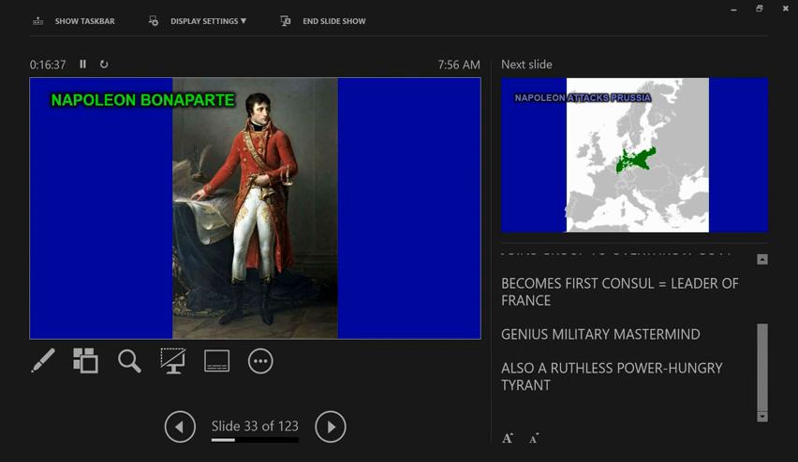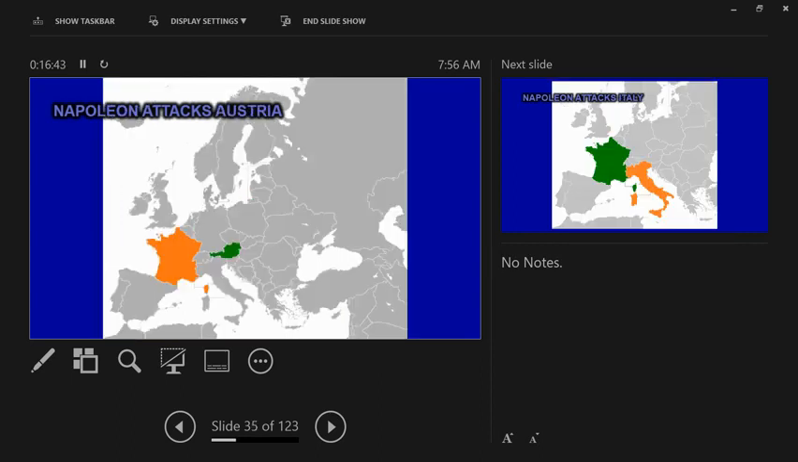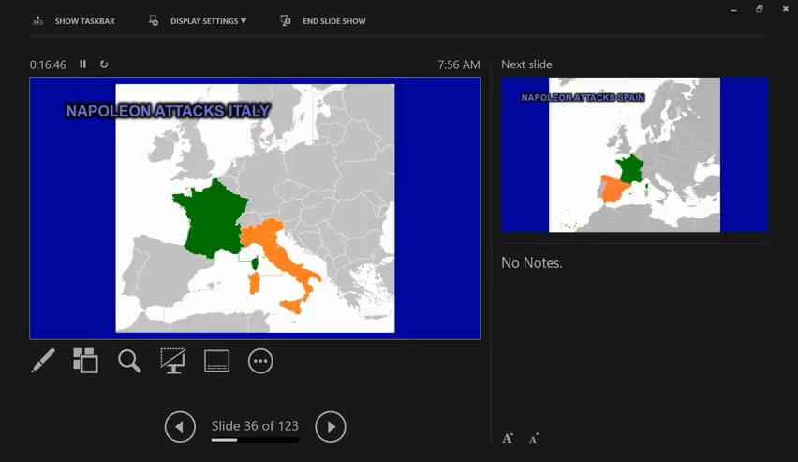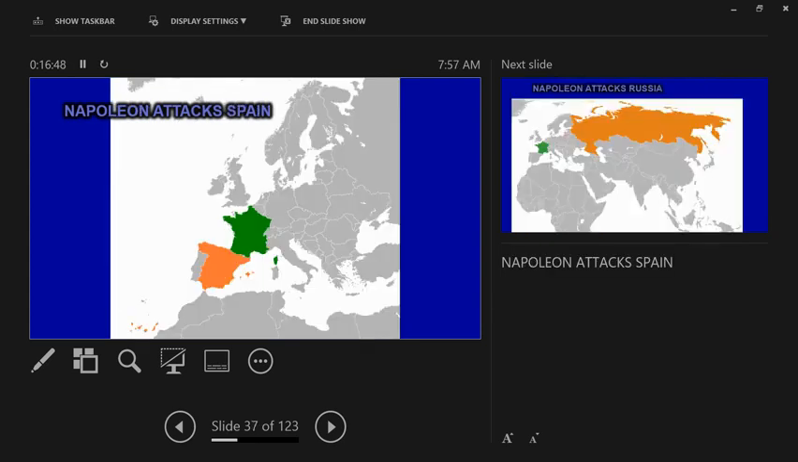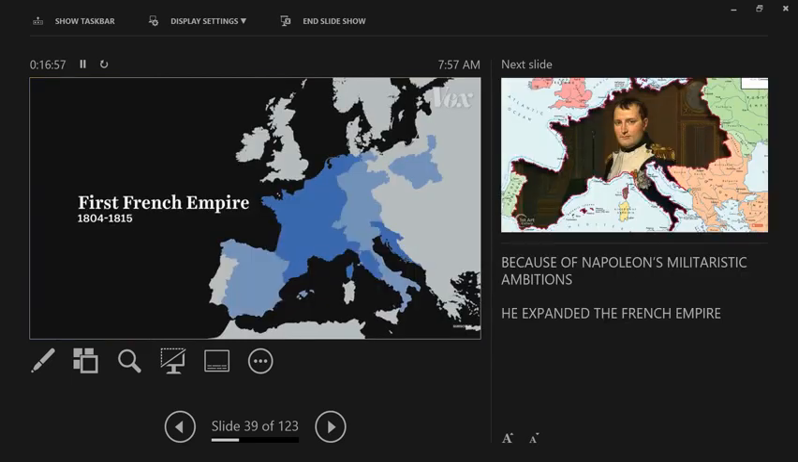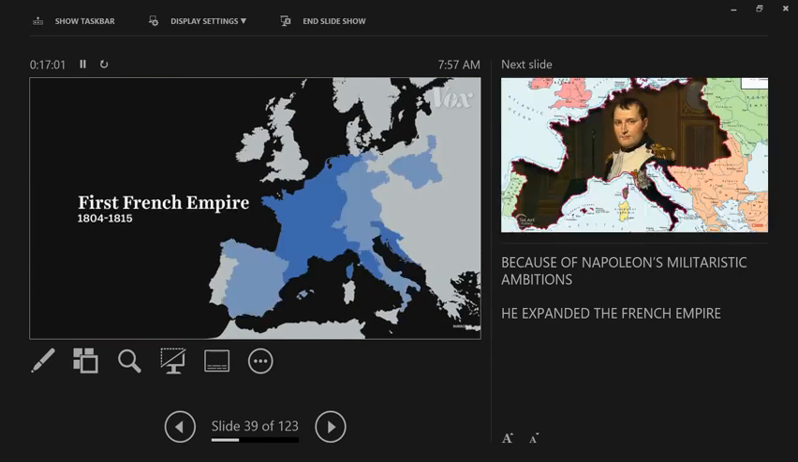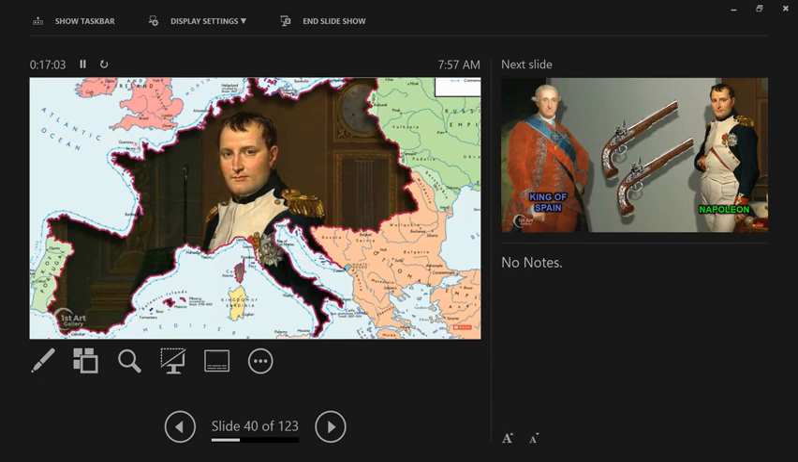During his leadership, Napoleon attacks Prussia, which is like Germany. He attacks Austria. Napoleon attacks Italy. Napoleon attacks Spain, and Napoleon attacks Russia. And so this creates the first French Empire. France grows from this to this, and most of Europe is under the control of Napoleon.